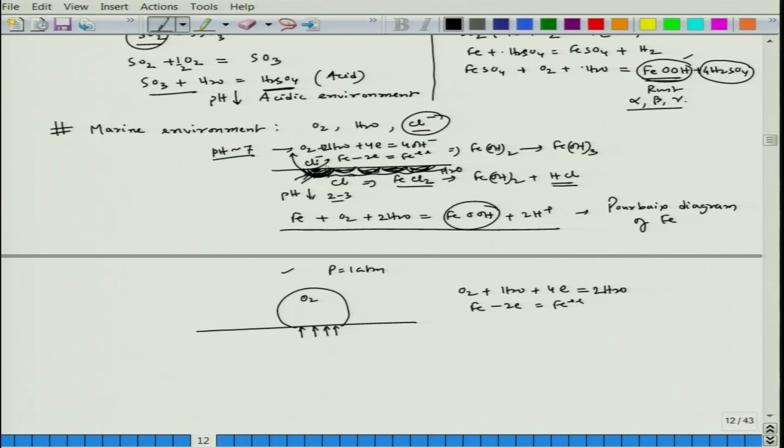Now, since this is a very stagnant droplet with no forced flow, after some time we will see that the oxygen concentration in these regions would be different from the oxygen concentration in this region. Why? Because as oxygen is depleted by this cathodic reaction, oxygen can only go inside the droplet by the diffusion process.